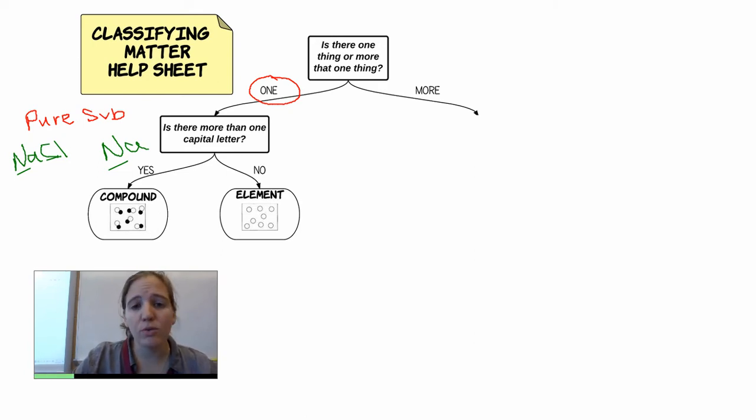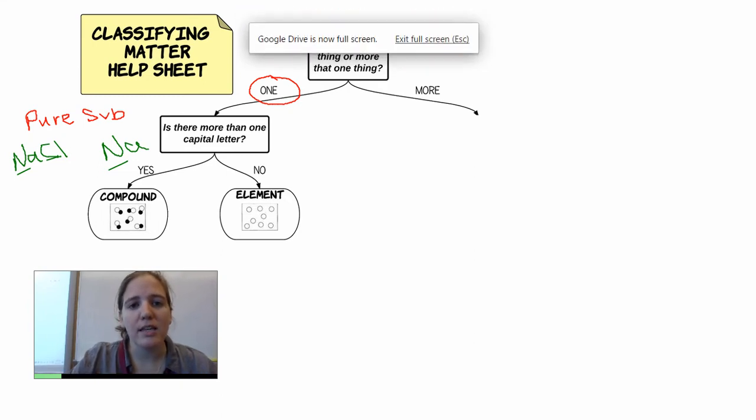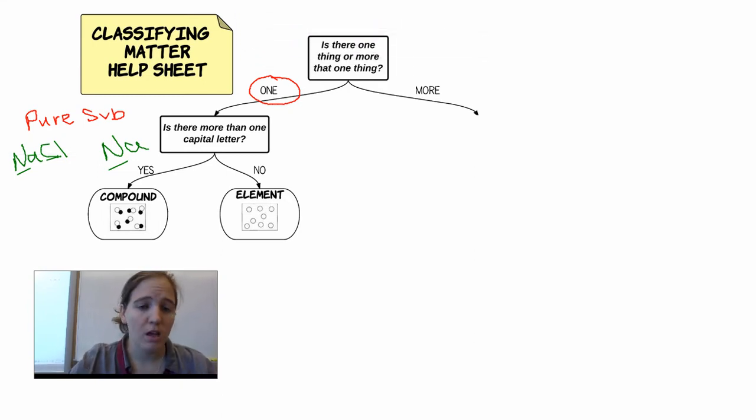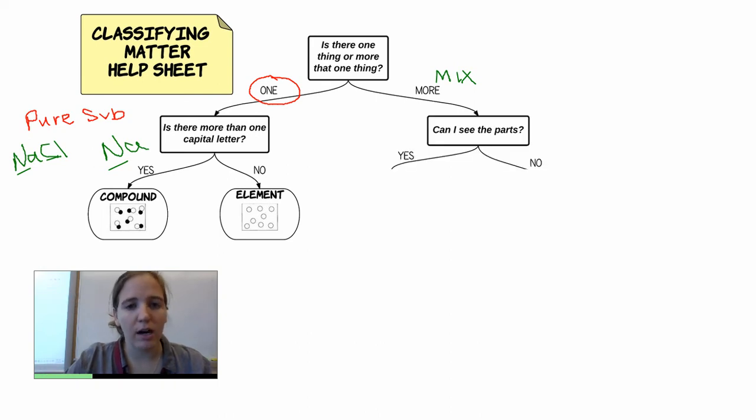All right, let's reverse. Say we answered yes, there's more than one thing. So we know that this is a mixture. And we have multiple different types of mixtures, so we have to continue our classification.